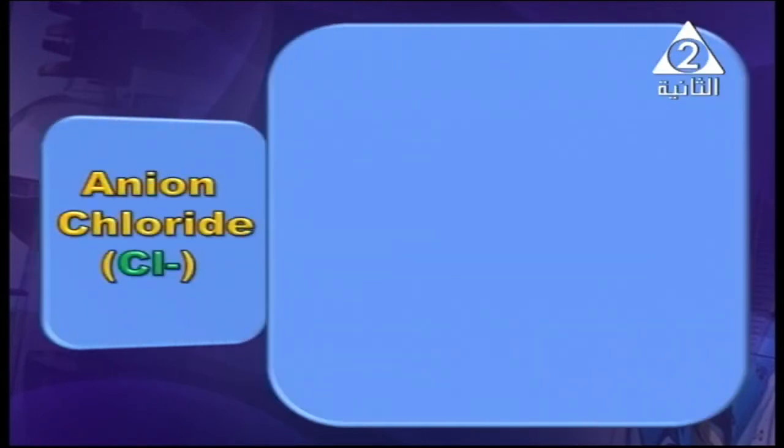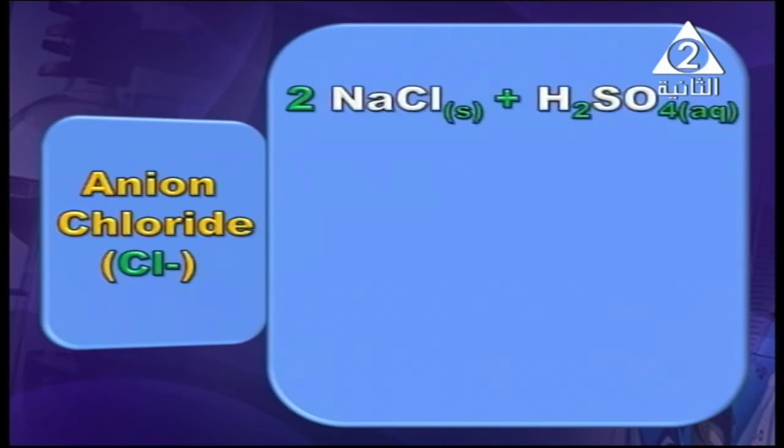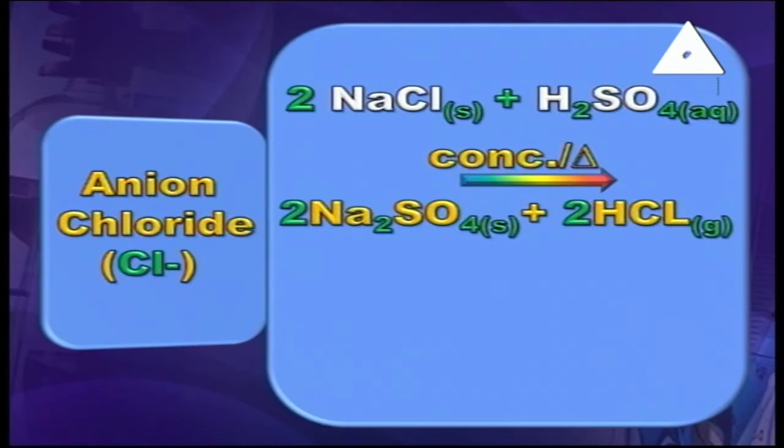Let's see this. For the first anion, the reaction is NaCl plus H2SO4. My dear, take care. Sodium is constant. All of them in A? Yes, all of them in A. But here I have a strong acid, H2SO4, stronger than HCl. Look here, by heating and concentrated, it gives me sodium sulfate plus the important gas.